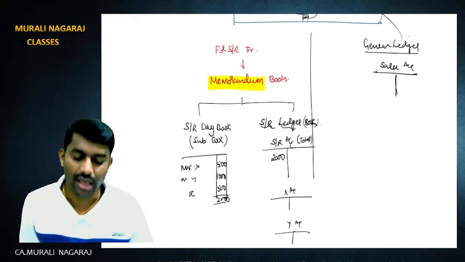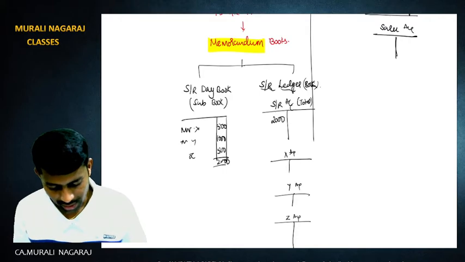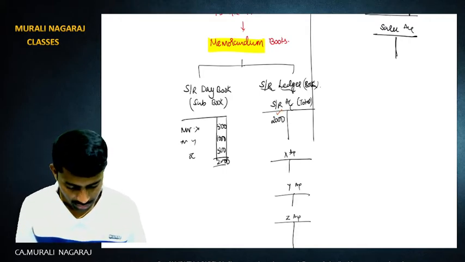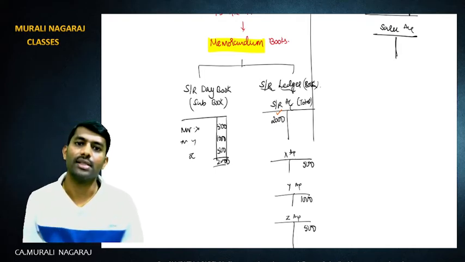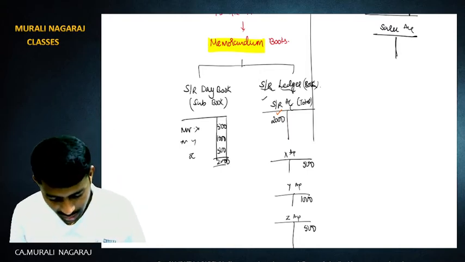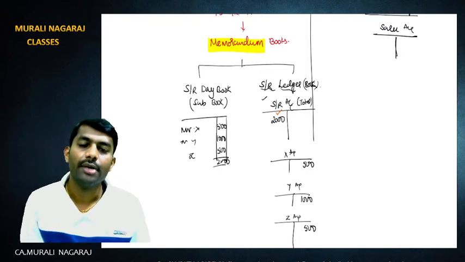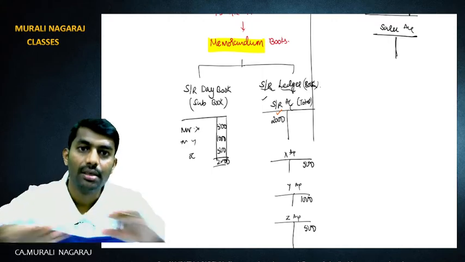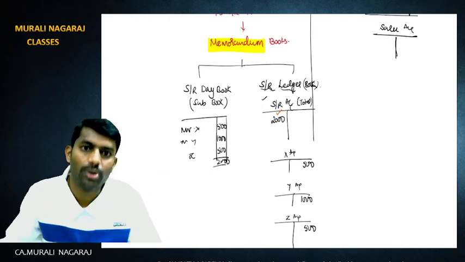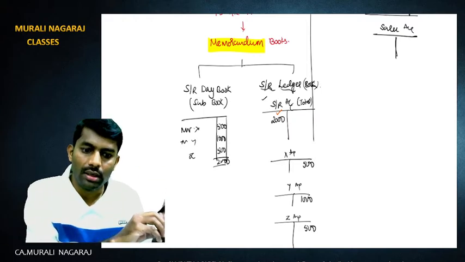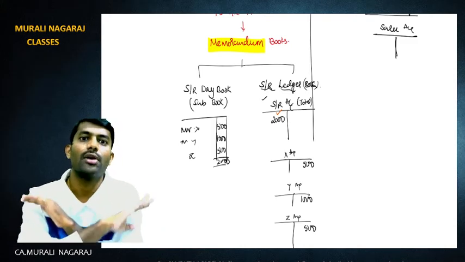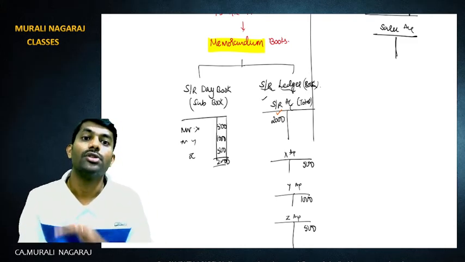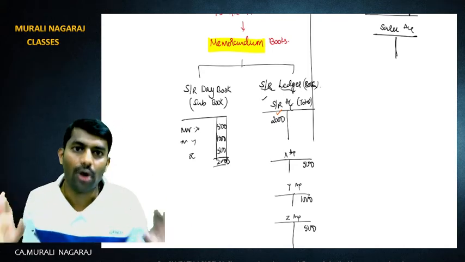When goods are sent, I will pass the entry as sale or return account debit to customer account, like X is 500, Y is 1000, Z is 500. I repeat, the sale or return account will not come inside my normal books of accounts, or the normal sales or ledger that we maintain in our principal books, because sale or return is not a sale, it is not a transaction, therefore it will not come inside the accounts.